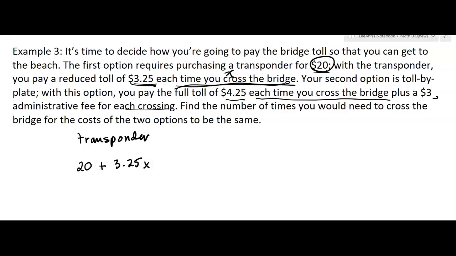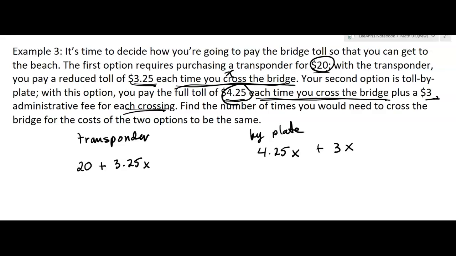Now, toll by plate, so I'll just put by plate. We have a different way of paying. You pay the full toll of $4.25 each time you cross the bridge, so it's $4.25x each time you cross the bridge, plus a $3 fee for each crossing, plus 3x. And again, you could put 3.00. Okay, so those are the two different options there. Think about that a little bit.